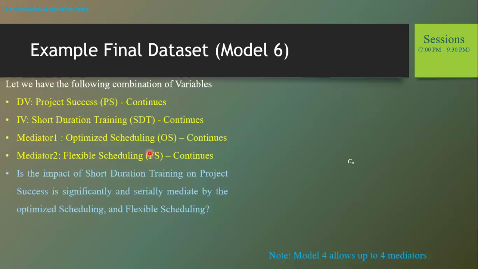So these are two mediators. So we want to analyze whether the impact of short duration training on project success is explained by these two mediators in a serial mediation form. So we need to have an independent variable, which is SDT. We need to have a dependent variable, which is PS. We need to have our first mediator. We need to have our second mediator.